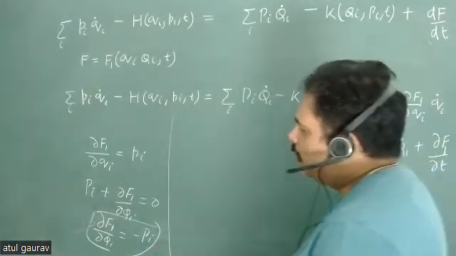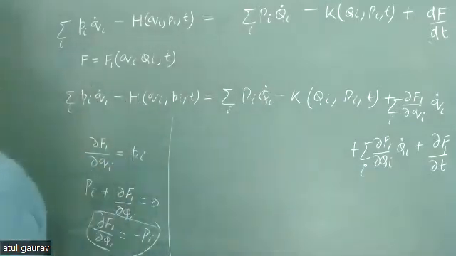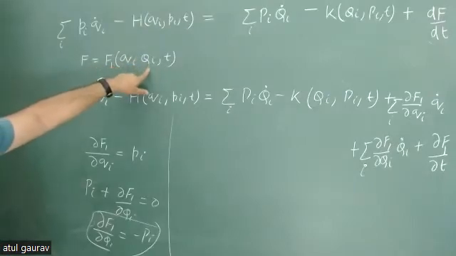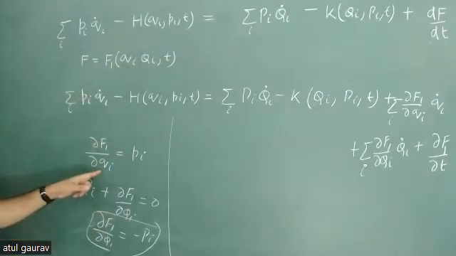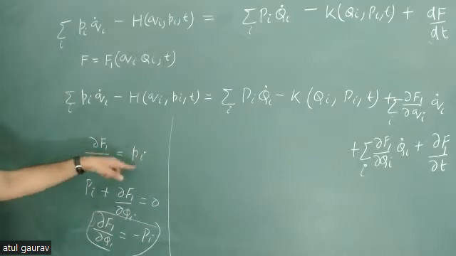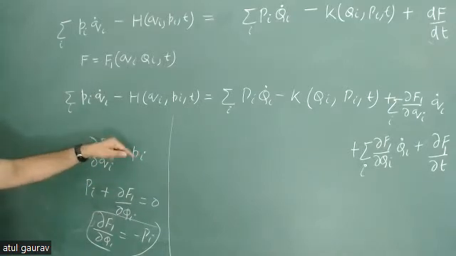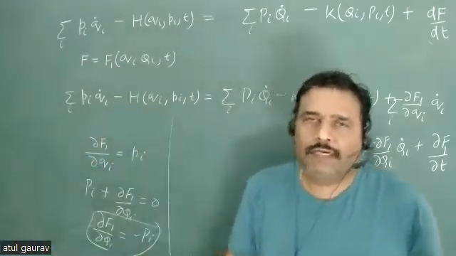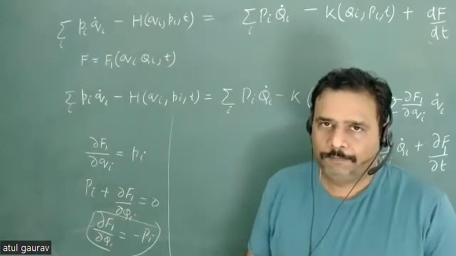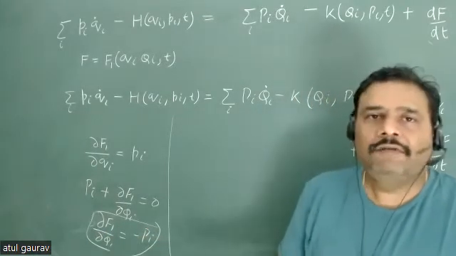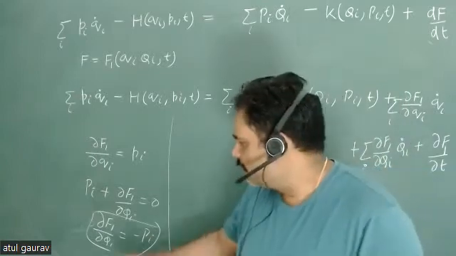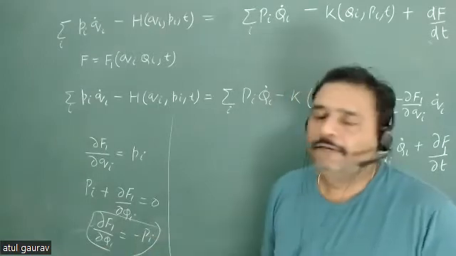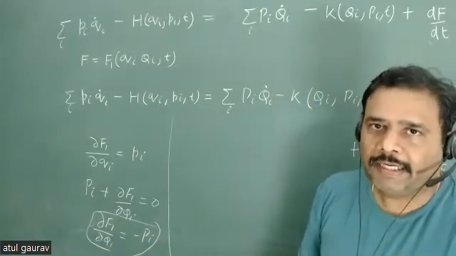Okay. Now you can see the beautiful part is that if you know the generating function, and this generating function is a function of small qi, capital Qi and time, then you can easily find the conjugate variable. So I am insisting that my function must be a function of one old variable and one new variable. So that will fulfill our purpose. You can see, we know that F1 is a function of capital Qi. We are just getting what will be my capital Pi.